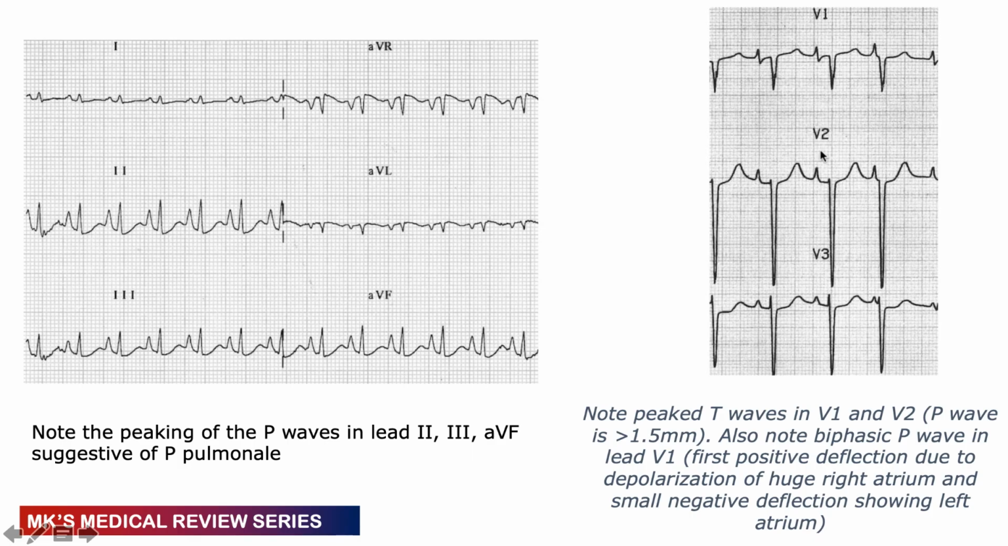Then on the other end of the spectrum, we have V1 and V2. As you can see here, your P wave in V1 and V2 is greater than 1.5 millimeters. We can also note that our P wave is biphasic. It's much more prominent if you look at it in lead V2. So that's how we're going to be looking at and assessing the P wave in order to look for any right atrial enlargement.